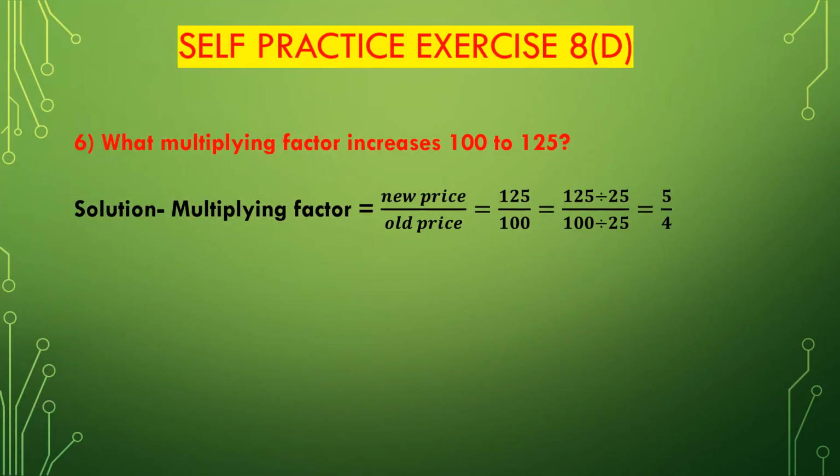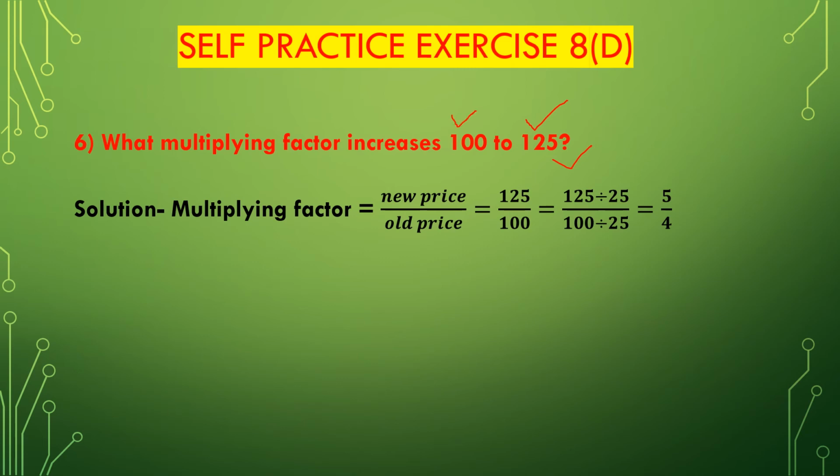Now we solve question number 6. Question number 6 is, what multiplying factor increases 100 to 125? Here we have to find out the multiplying factor. Increases 100 to 125, so the new price is 125 and the old price was 100.